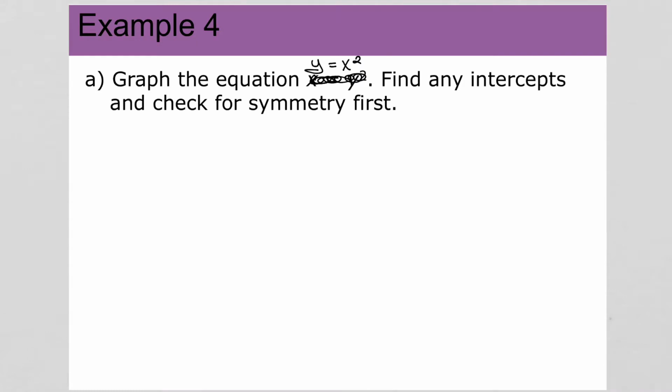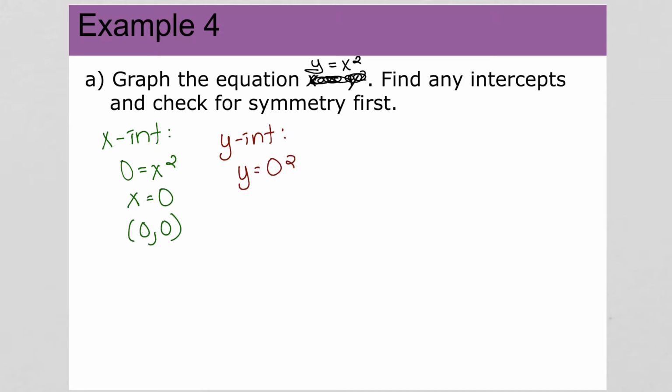For example 4, we're going to do the same thing. Had to change this, but we should have y equals x squared. And so we're first going to find the x-intercept. So we plug in 0 for y. So the x-intercept is at the point (0, 0). For the y-intercept, plug in 0 for x. So point (0, 0) is also the y-intercept.